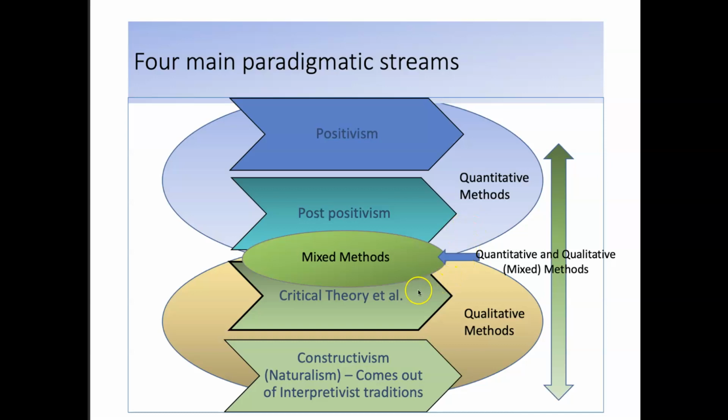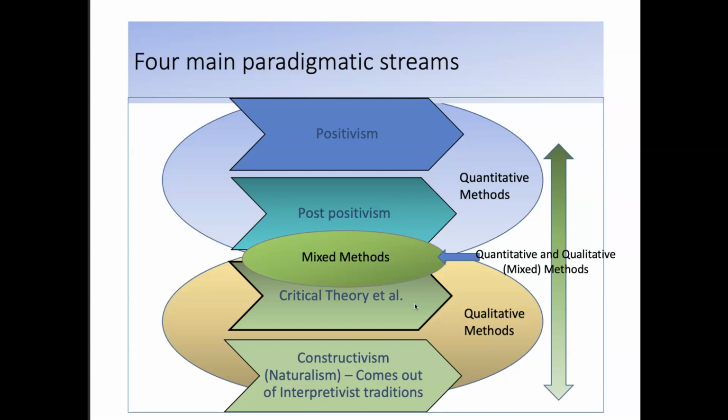Then in the qualitative realm, we have critical theory, which has as its goal emancipation from social norms that limit fair opportunities for all. And constructivism or naturalism that comes out of interpretivist philosophical traditions that may be emancipatory, but are focused primarily on understanding what is, and in that sense are ontological. Again, check out the videos for more information.